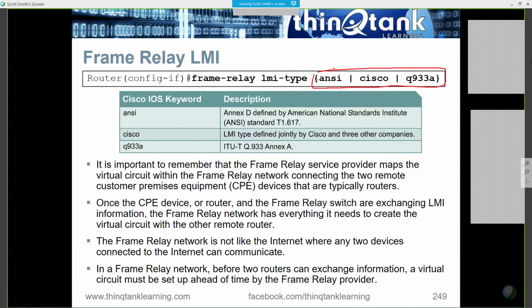What would force you to decide to use one versus the other? Just go. Depends what the service provider supports, right? Because isn't LMI you exchanging information with the service provider? But I will say that 99% of the service providers are going to support Cisco.